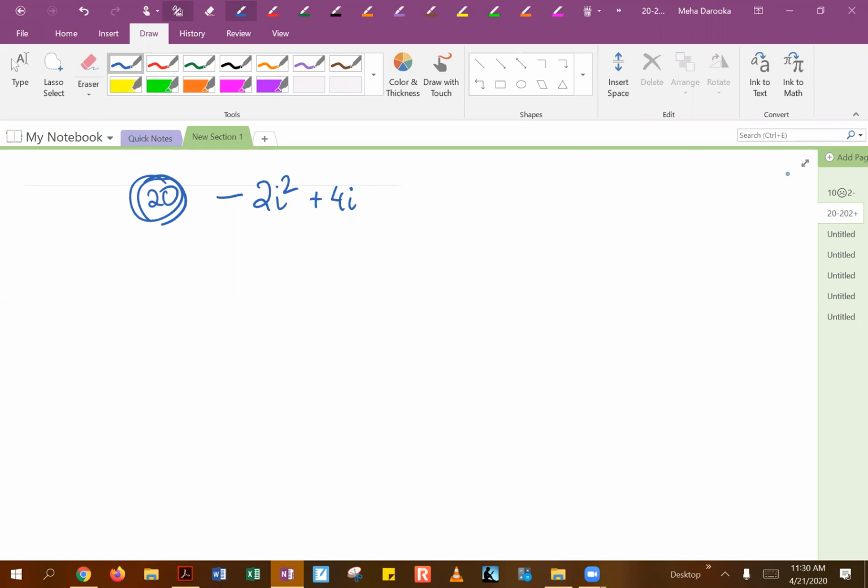So where would you go ahead and start with this one? Changing the i squared into a negative 1. Okay. That would give us -2 times -1. And then what do you have? 2 plus 4i, and then can you simplify the 4i even further, or would that be just where you end?